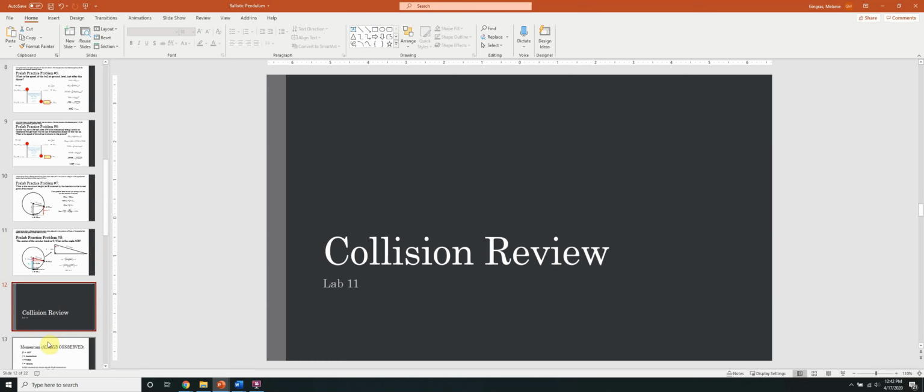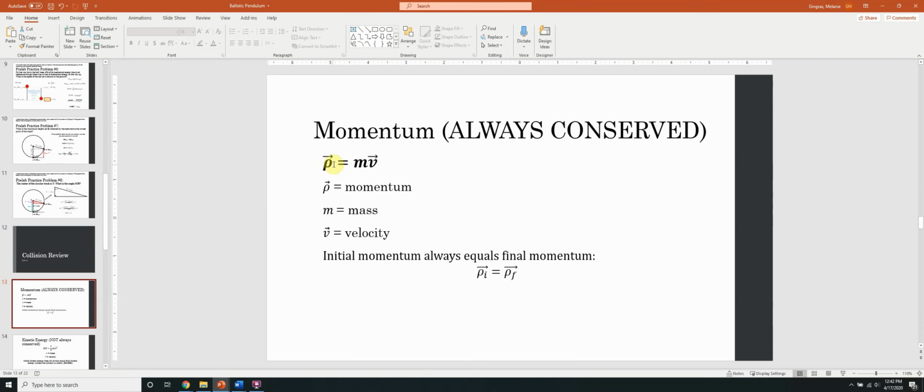Momentum is abbreviated as rho. It is not density. Momentum is equal to the mass times the velocity. With momentum, we know that it is always conserved. That means the momentum before the collision is always going to be equal to the momentum after the collision. In abbreviation, rho i is equal to rho f, or rho initial is equal to rho final.